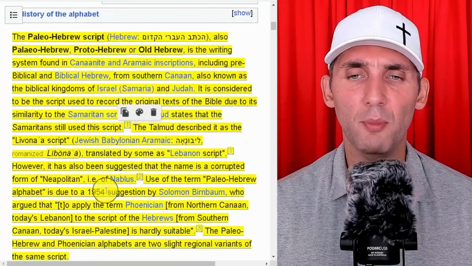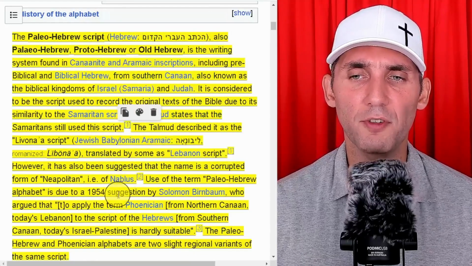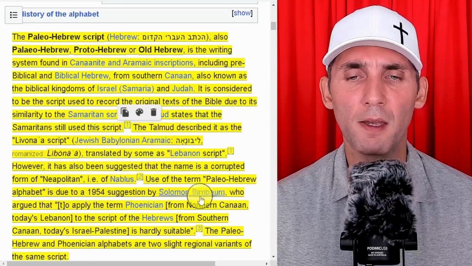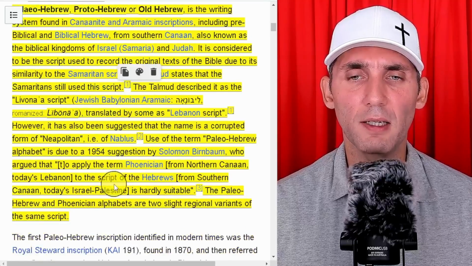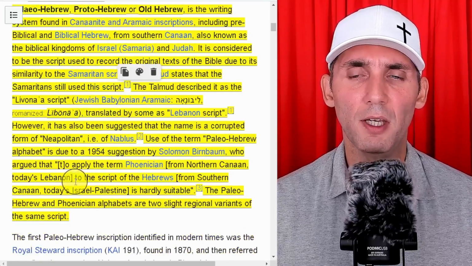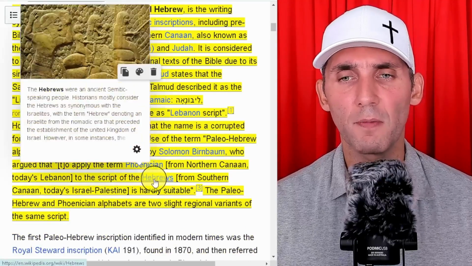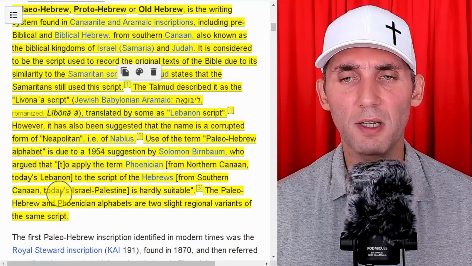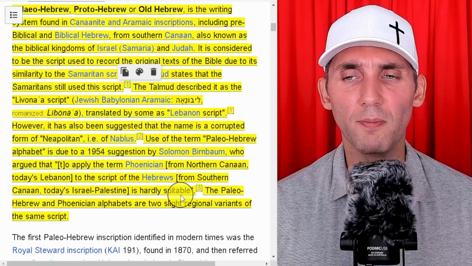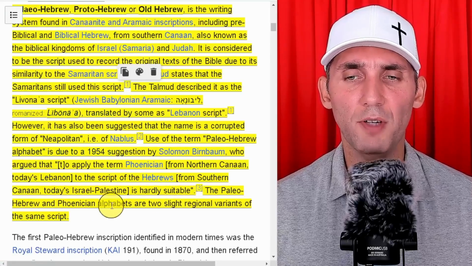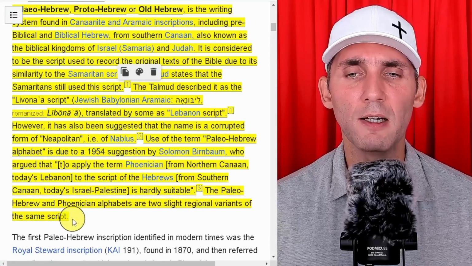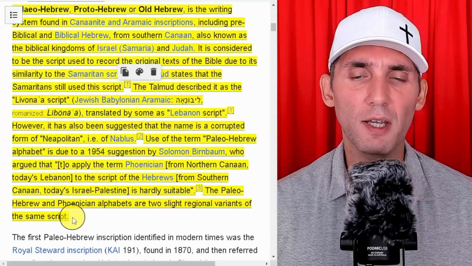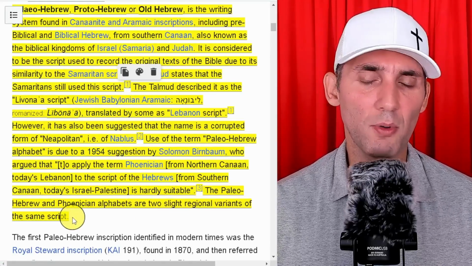Use of the term Paleo-Hebrew alphabet is due to a 1954 suggestion by Solomon Birnbaum, who argued that to apply the term Phoenician from the northern Canaanite Lebanon region to the script of the Hebrews, which is from the southern Canaan, today's Israel-Palestine, is hardly suitable. The Paleo-Hebrew and Phoenician alphabets are two slight regional variants of the same script. So again, you had Proto-Sinaitic, which led to the Phoenician and Hebrew alphabets and so on.